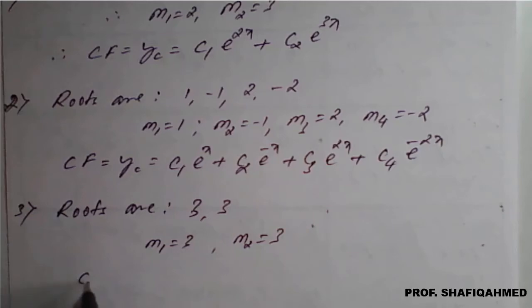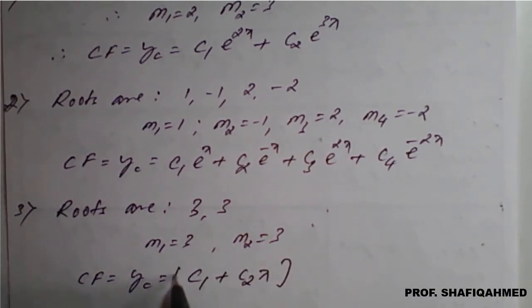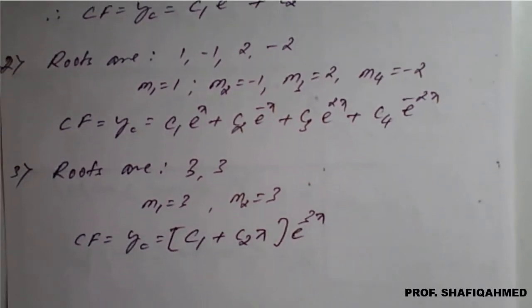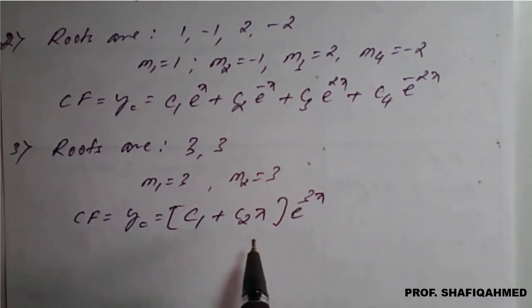So therefore the complementary function for this is yc is equal to, since the roots are the same, (c1 plus c2x) into e raised to the common 3x. So this is very important, the third case. If roots are the same, you have to write in this manner. Next I will take one more example.